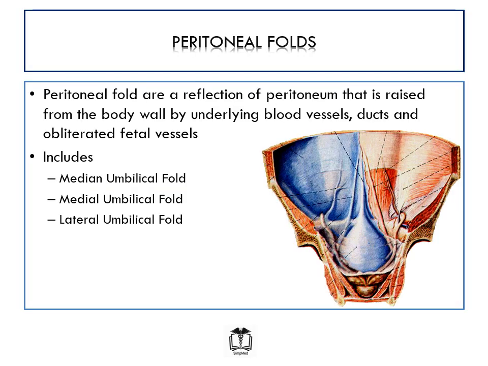Let's talk about the peritoneal folds. Peritoneal folds are reflections of peritoneum that are raised from the body wall by underlying blood vessels, ducts, or obliterated fetal vessels. There are three major peritoneal folds. Each of these folds tend to be found beneath the umbilicus, and as a result, we tend to have the tag of umbilical to their names. We have the median umbilical fold, and that's the fold shown directly in the middle here. Then we have the medial umbilical fold. Medial umbilical folds are just pairs of folds lateral to the median umbilical fold. And then finally, we have the lateral umbilical fold found at the side.